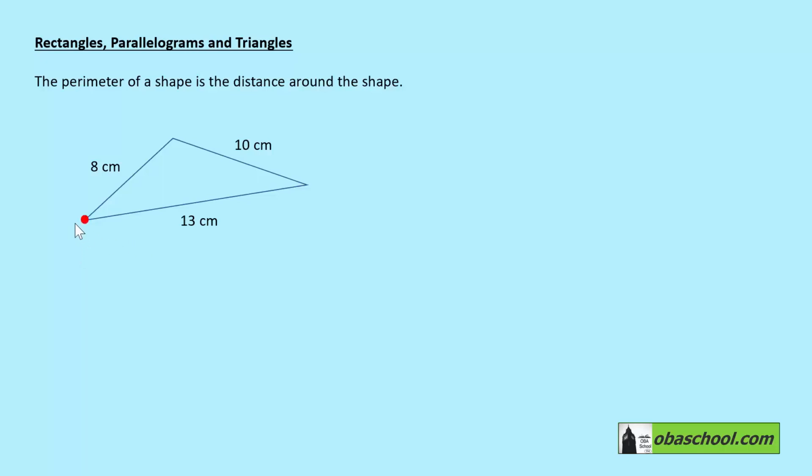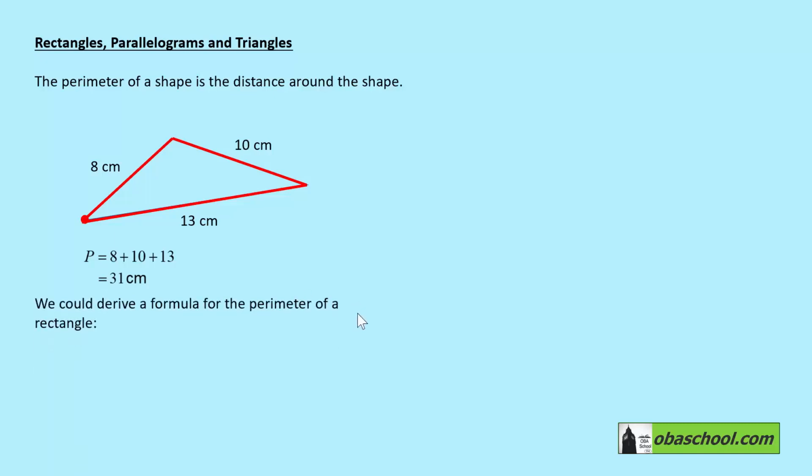I usually take a start point and then walk around the shape. So I'll go along here, then along here, and finally back to my start point. The perimeter then is 8 plus 10 plus 13, the distances that I walked around the shape. And that gives me 31 centimeters.